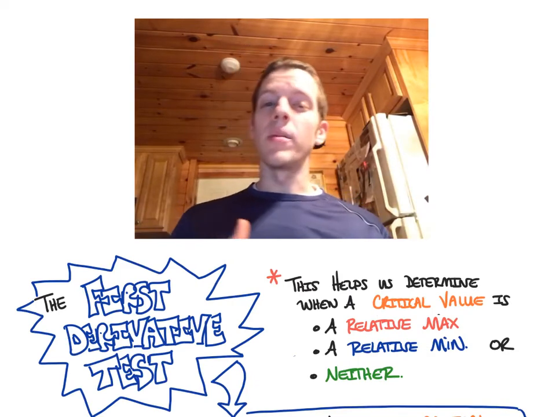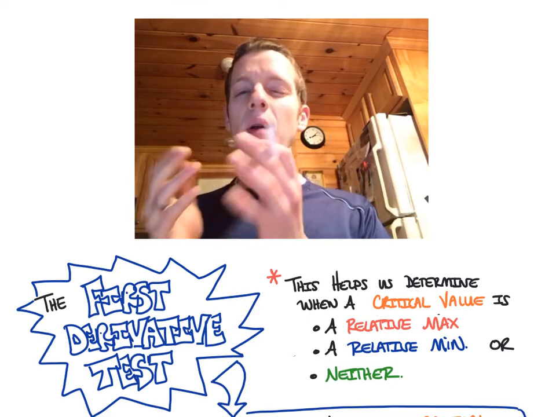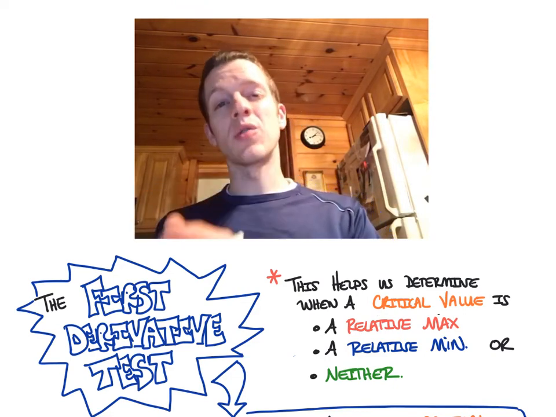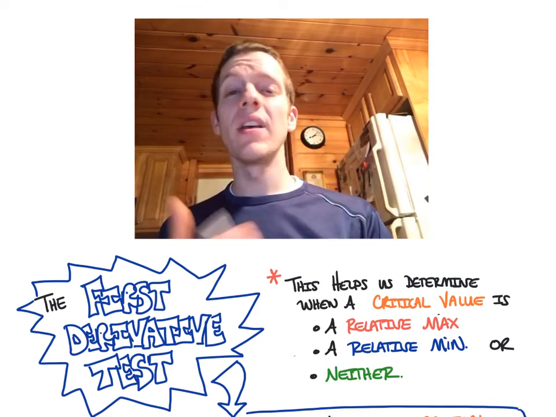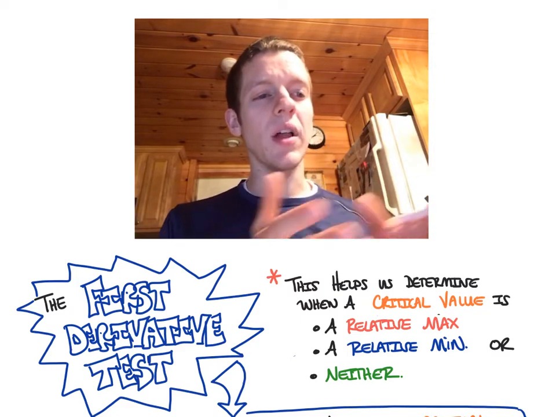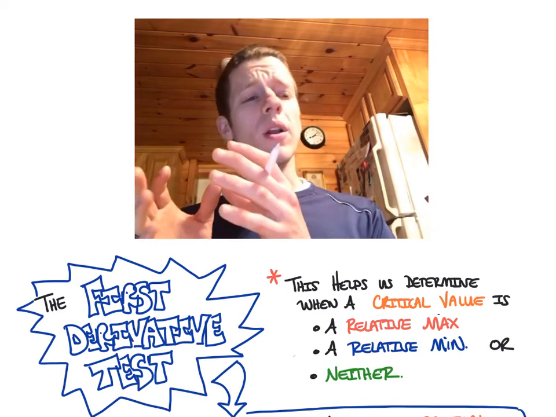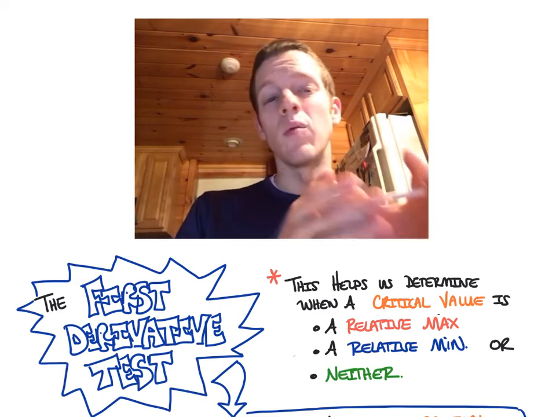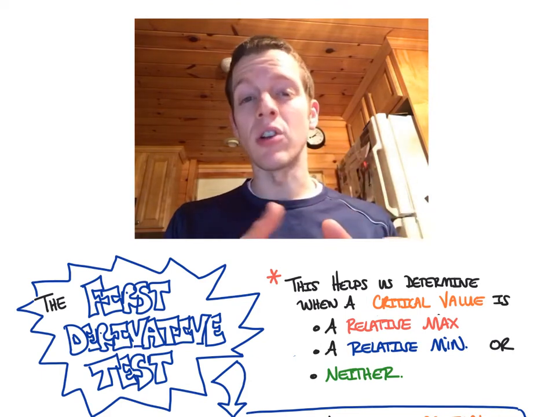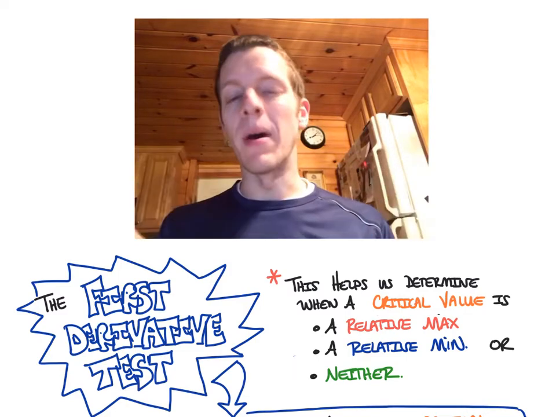So now the main question becomes, if I know where my critical values are, how can I determine if there's a relative extrema at those critical values? And the answer lies in what we call the first derivative test. This test will help us determine when a given critical value, which we're going to find, is the location of a relative min, a relative max, or it might be neither.